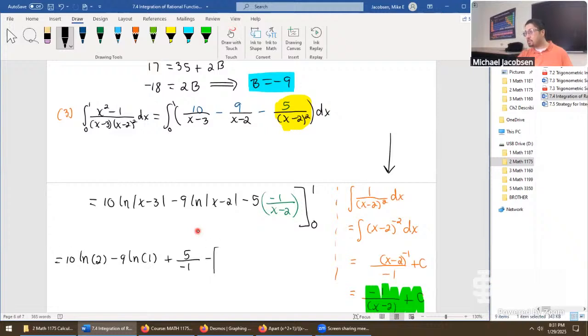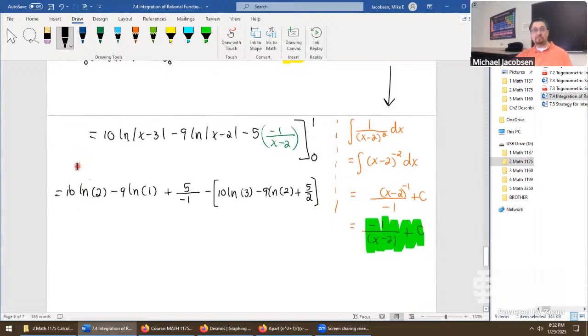Then go minus a bracket, and we do it all over again with input 0 for x. So this would be 10 natural log absolute value -3, so just a 3, minus 9, natural log absolute value of -2, so that's a 2. And now plugging 0 right here by the red dot means we have -5 times -1 divided by -2. So that's a 5/2, positive.